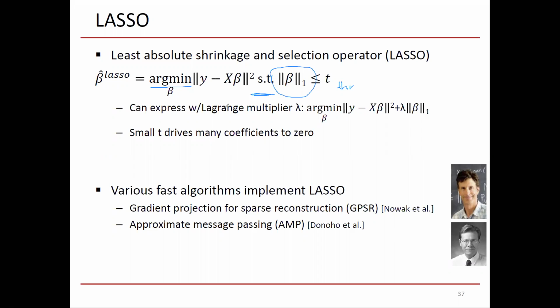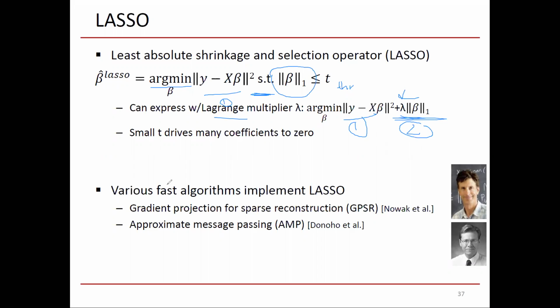Now, I'd just like to note that it can be shown through the optimization ideas that we've discussed already that this optimization problem can be reformulated using a Lagrange multiplier as follows. We're looking for the argmin of y minus x beta, the same expression as before, so let's call this expression one, plus lambda times the L1 norm of beta, which would be expression 2. And lambda would be a Lagrangian multiplier, and different lambdas would yield different types of solutions.